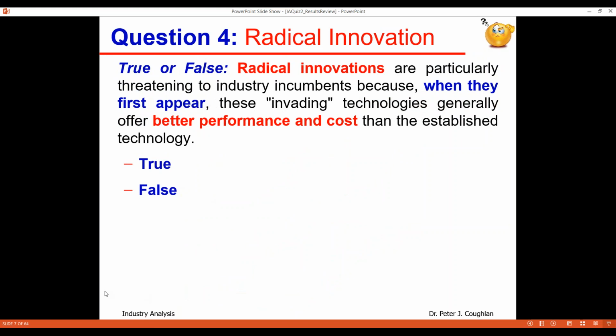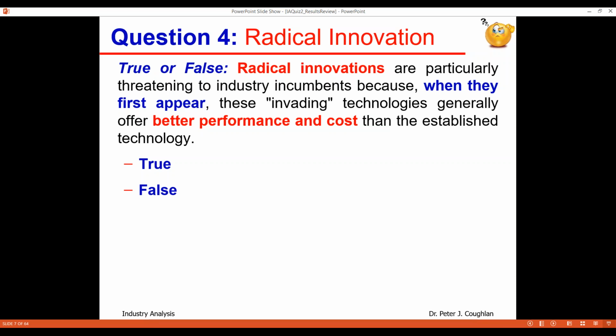Question 4. So this is the first of our challenging questions, so therefore, I'll explain it in more depth. True or false? Radical innovations are particularly threatening to industry incumbents because when they first appear, these invading technologies generally offer better performance and cost than the established technology. So again, when a radical innovation first appears, does it have better performance and cost than the established technology?